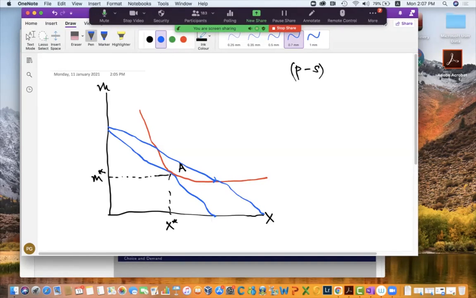Everybody is familiar with that, right? If they're not buying any food at all, this subsidy won't help them, so this corner remains unchanged, but the other corner moves out. If you're spending all the income on food, then you can buy more food because of the subsidy. Under this new budget line, there will be a new point of tangency.